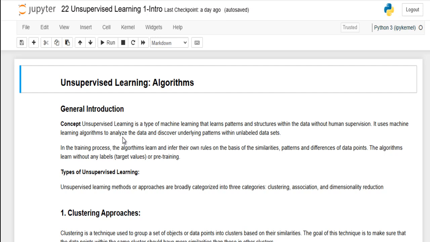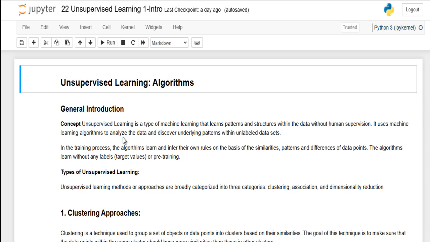Come back again. We're looking at unsupervised learning algorithms now. We have looked at some various supervised learning algorithms, so we want to look at some unsupervised learning algorithms.